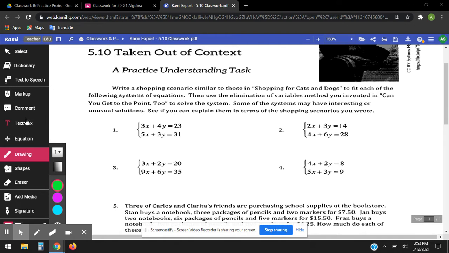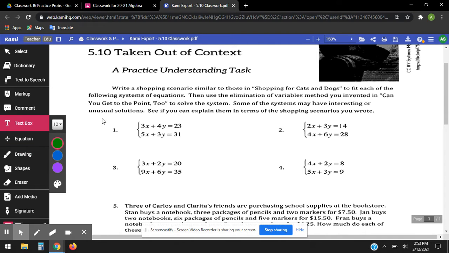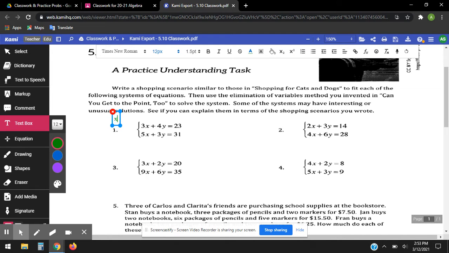So we'll just say we're buying, let's do X equals candy bars and Y equals bags of chips. And let's just see what happens. And then there's the cost for it. All right, so that's going to be our scenario.